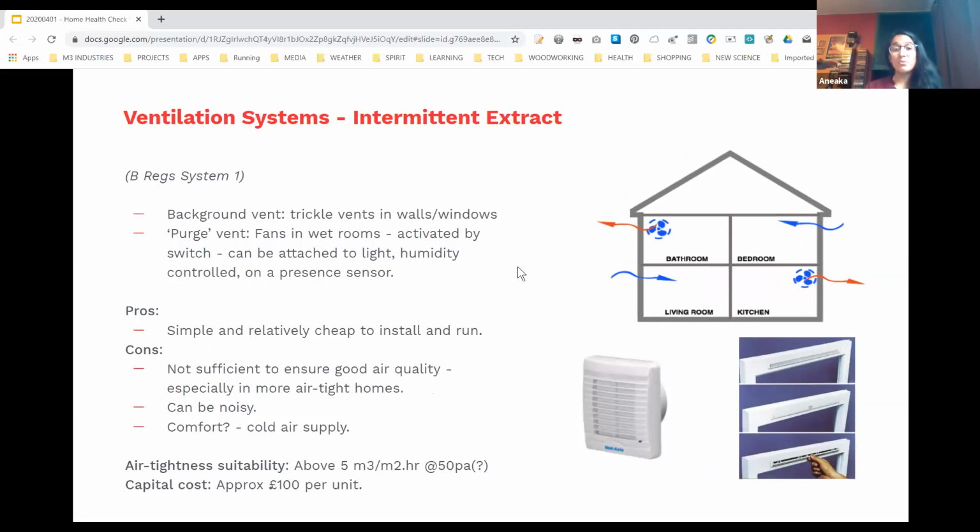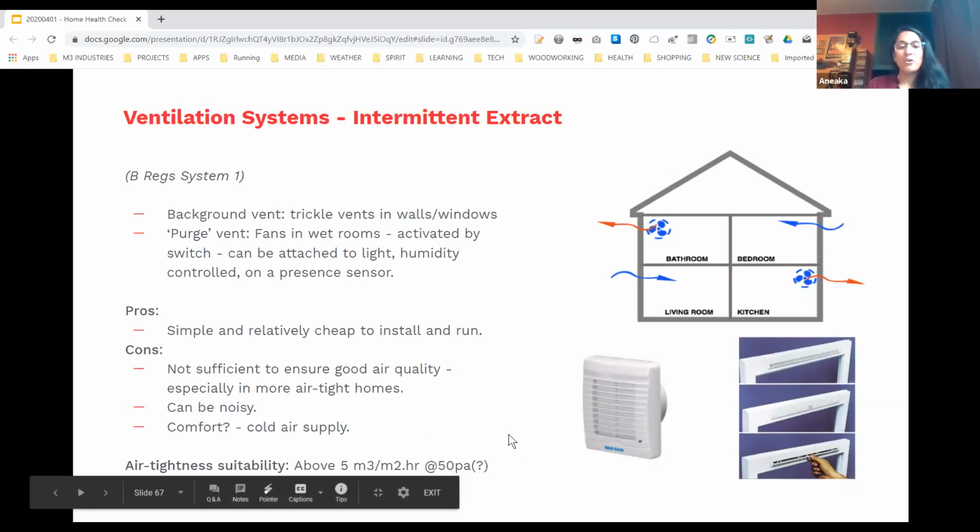This is quite simple and cheap to install and run, but we don't really think it's totally sufficient to ensure that you've got good air quality, and it's not appropriate if your homes are very airtight. And as we were talking about earlier, it can be quite noisy, and you're bringing lots of cold air in, so it won't necessarily be comfortable.